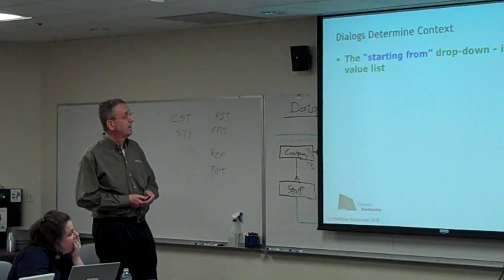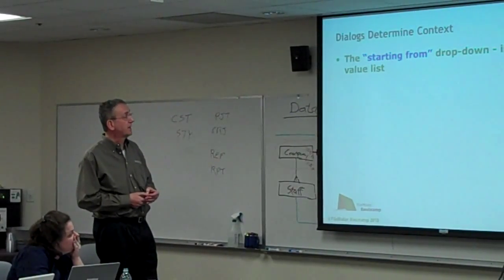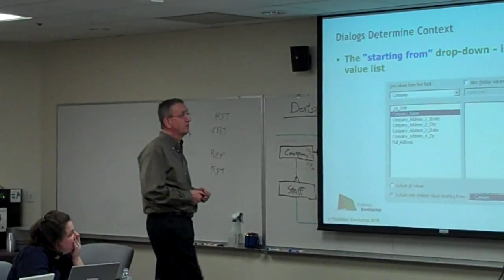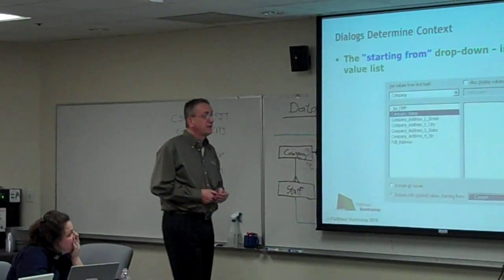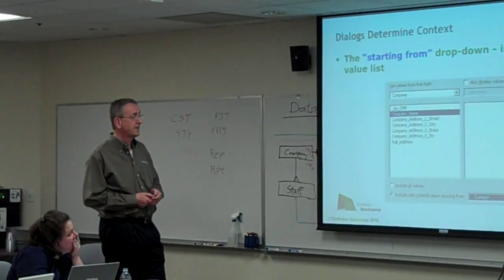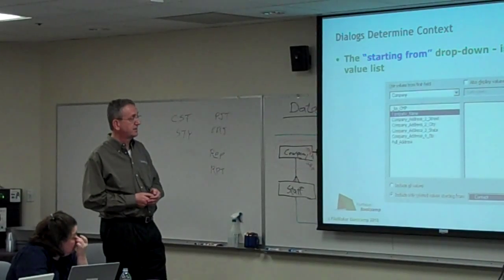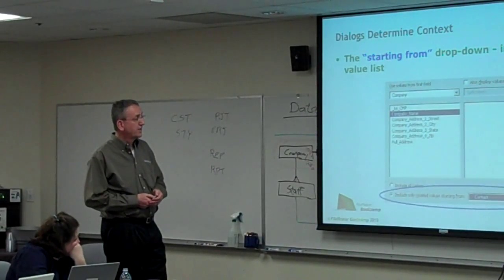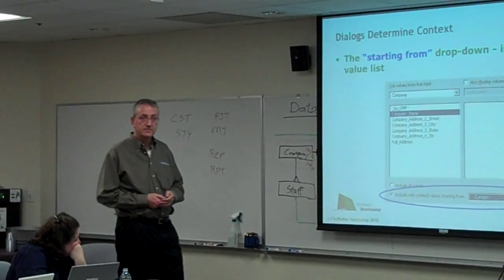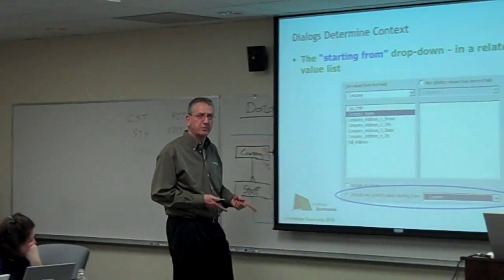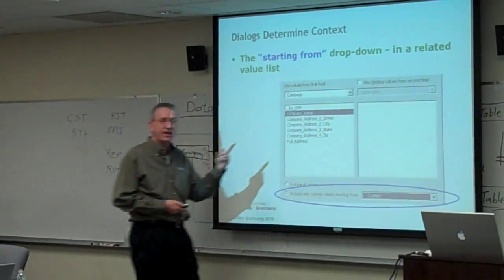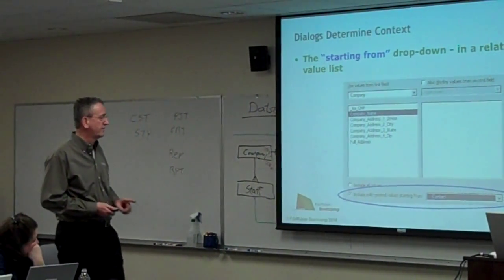The third place you determine context in dialog boxes is when you're doing a value list. Value lists work a little bit differently than the other calculation dialog type elements. The context is in the bottom, not the top. I struggled for a long time. Why didn't FileMaker put it at the top like everything else? But there's a reason for this.